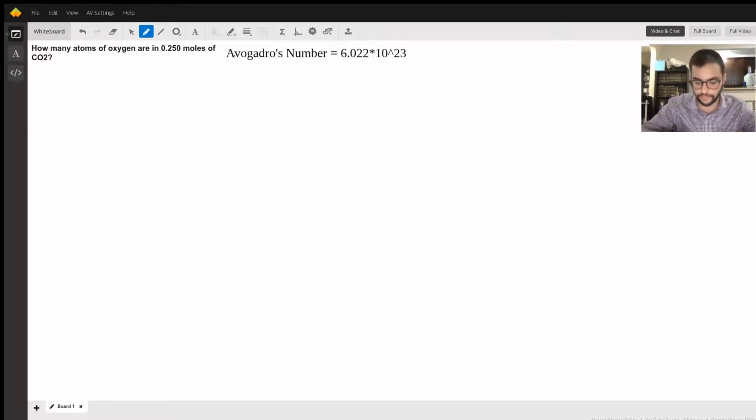All we have to do is just take Avogadro's number and multiply it by 0.25 to figure out how many molecules of CO2 are in a quarter of a mole. So let's just write that out. 6.022 times 10 to the 23rd times 0.25. Now let's see what that is. And that gets us 1.5 times 10 to the 23rd.